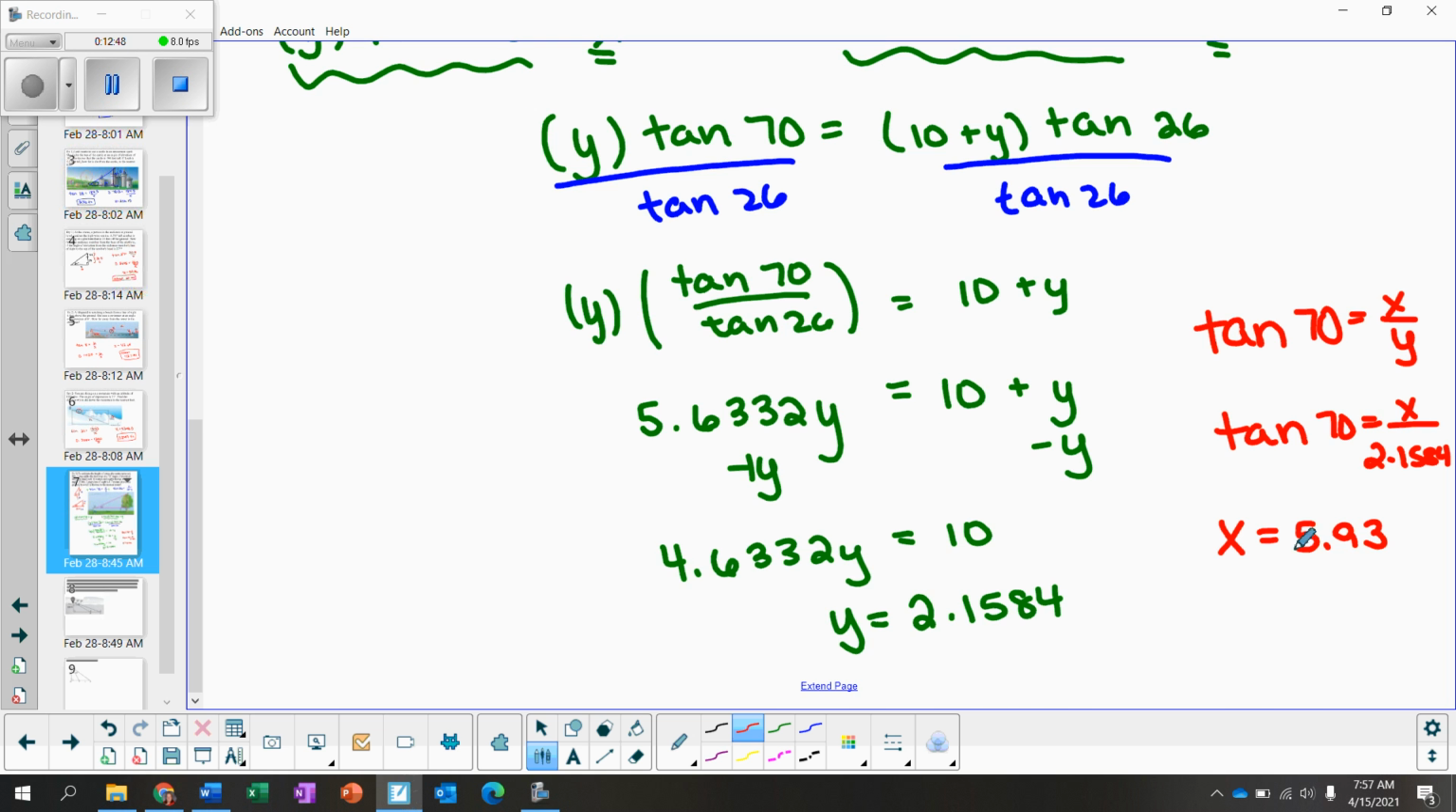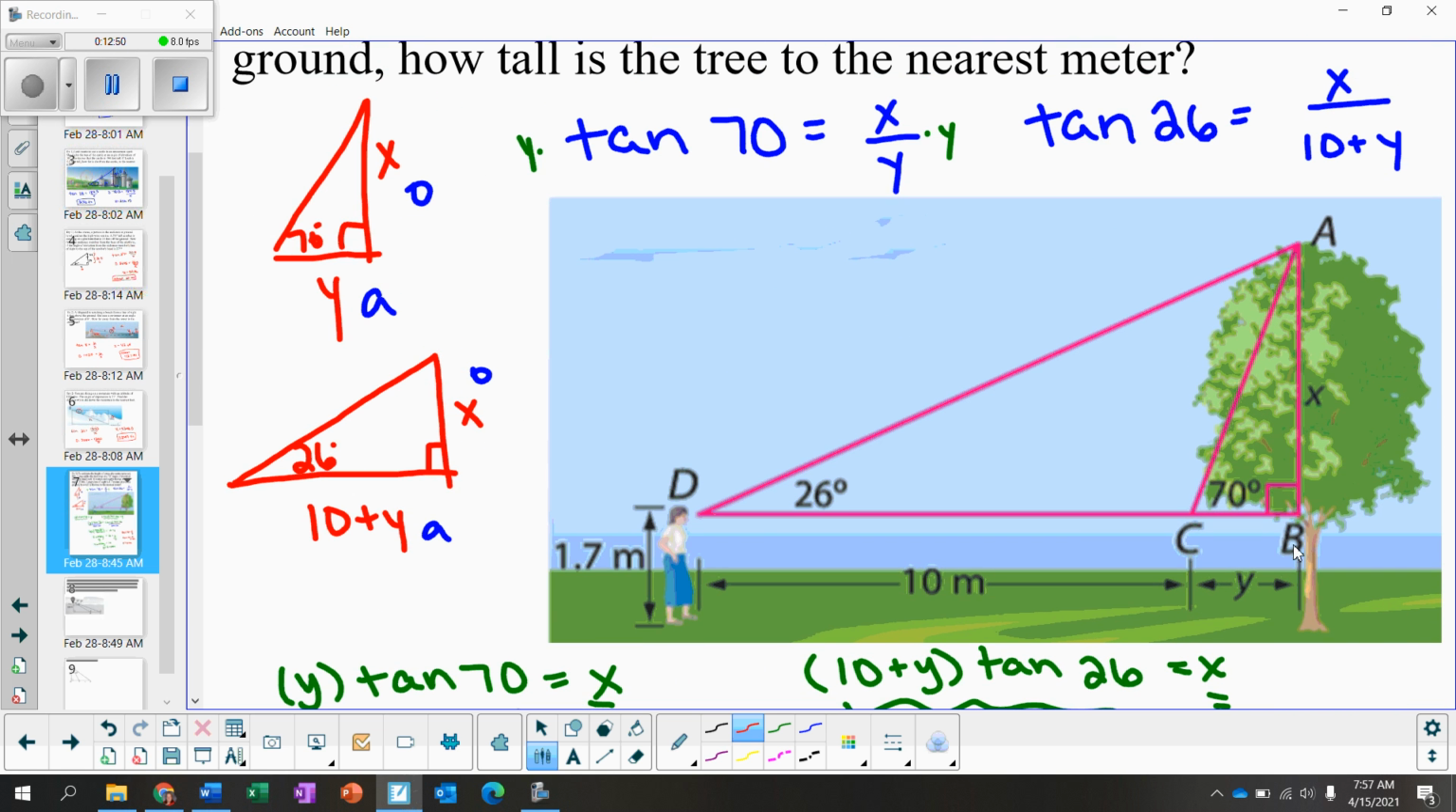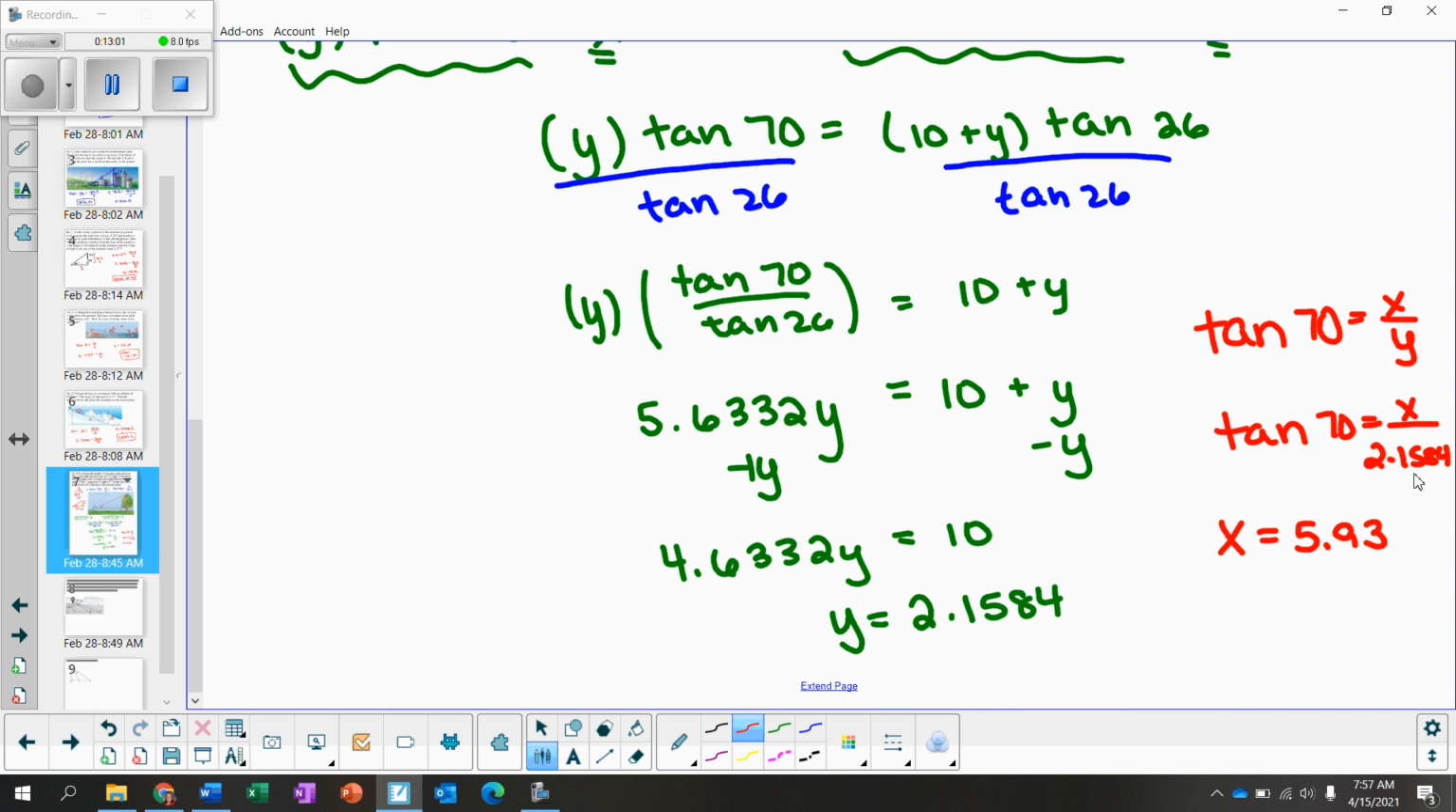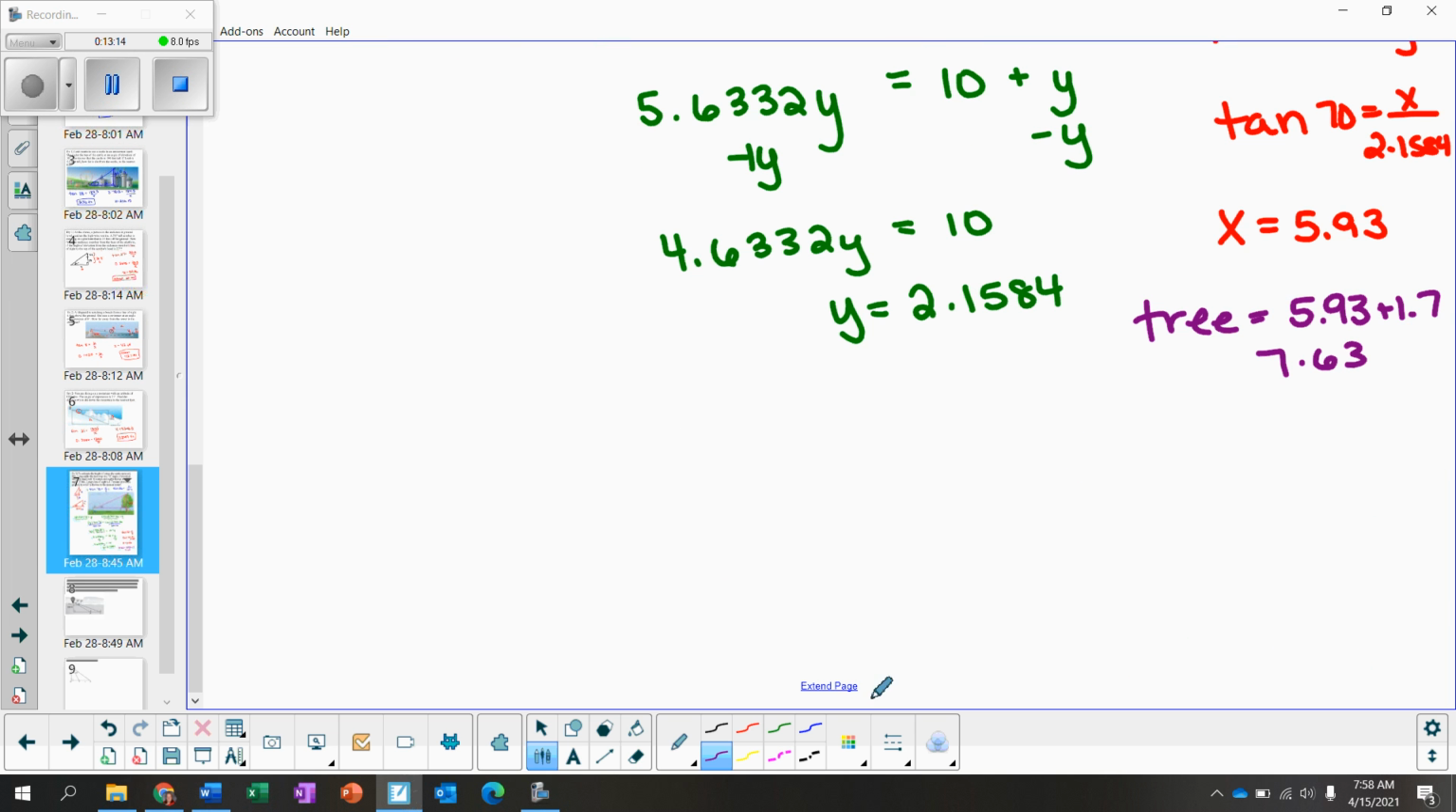So going back to my original problem, I wanted the height of the tree, which I know was x, and the additional 1.7 that was down here. So we know the height is really going to be 5.93 plus 1.7. So we get 7.63. And it asked us to round to the nearest meter. So the tree is about 8 meters tall.